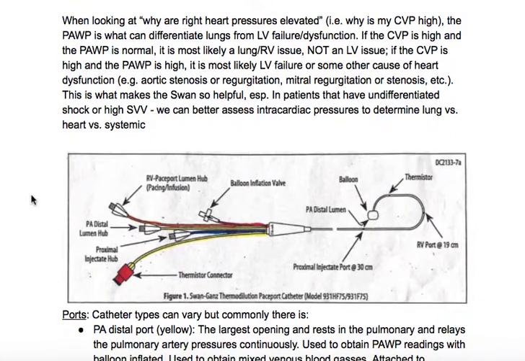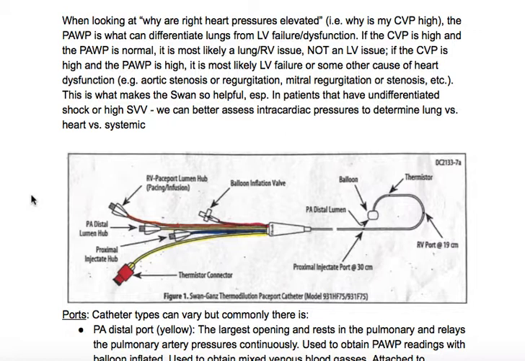This was another little tidbit Chris added in here that I thought was helpful. When you're looking at elevated right heart pressures, which is your CVP basically, why is my CVP high? The wedge can differentiate the lungs from left-sided heart failure, or left ventricular failure or dysfunction. So the nice thing about the Swan is that if you have an unknown or undifferentiated shock or cardiac dysfunction, and we really don't know what's going on with the patient, the Swan can give us a lot of useful information.